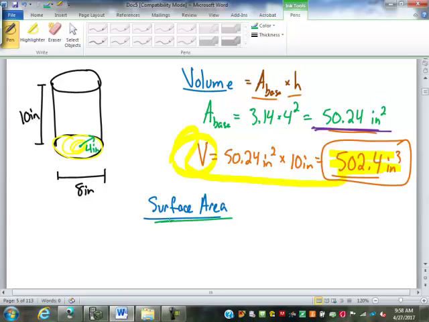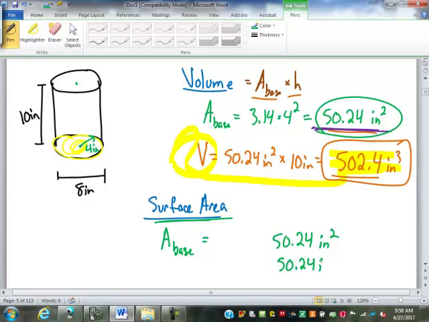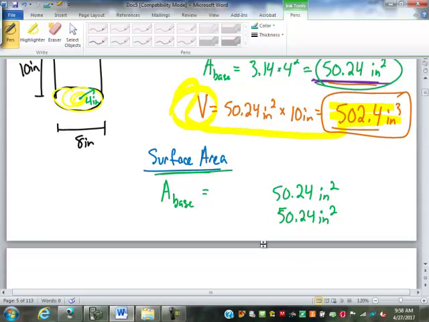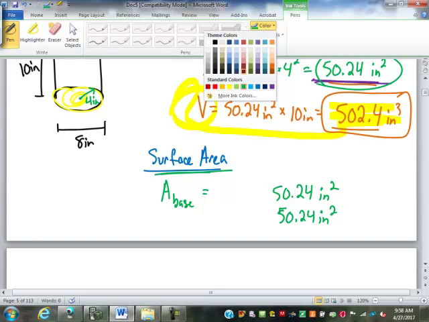For surface area, I need to know the area of the base. Well, I already know that, right up here. 50.24 square inches. Do I need to write it down once or twice? Twice, because there's another one on top. It's just the same, right? So 50.24 square inches.